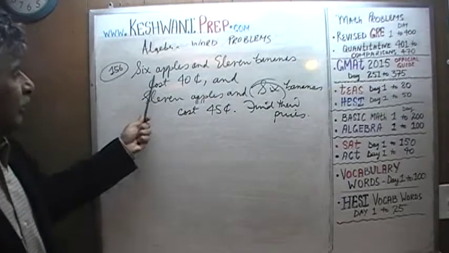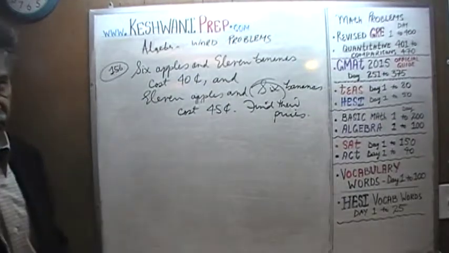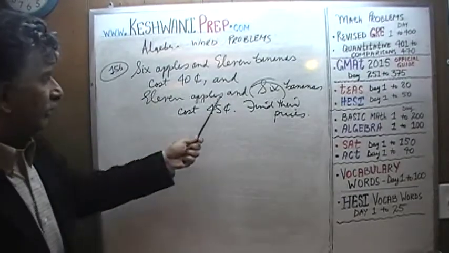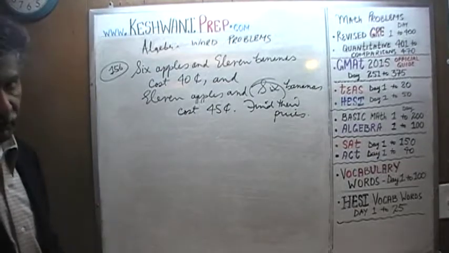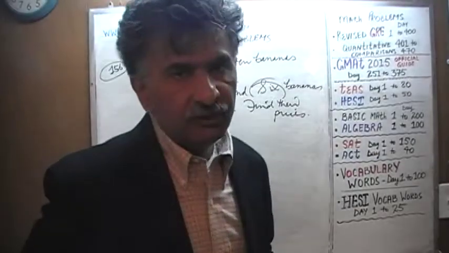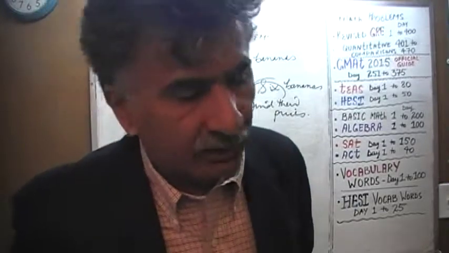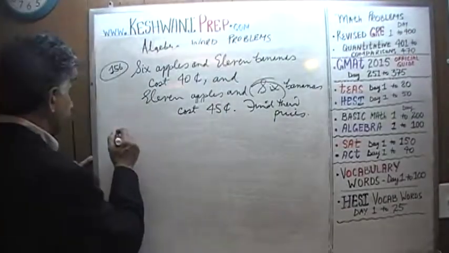We are told that 6 apples and 11 bananas cost 40 cents. And we are told that 11 apples and 6 bananas cost 45 cents. The question is straightforward. The question simply is, what are their prices, apples and bananas? So here's our solution.